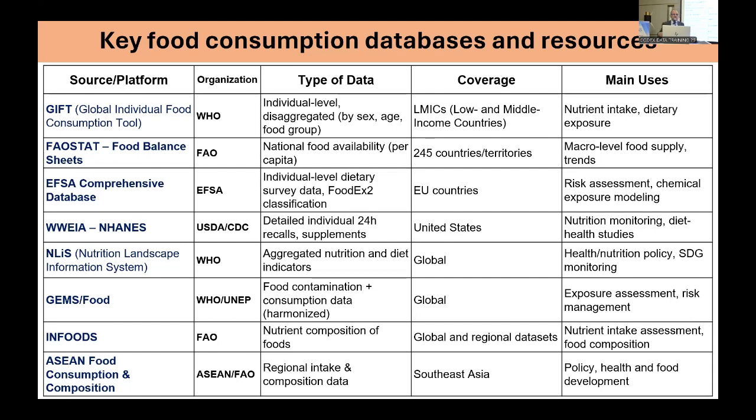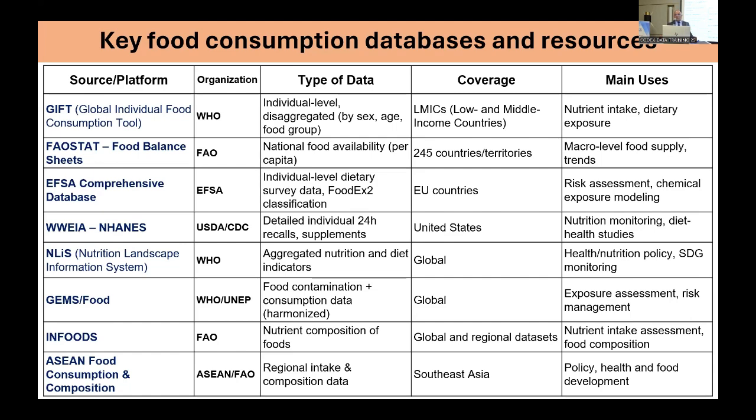So if we say, for example, the GIFT, the Global Individual Food Consumption Data Tool, it's a WHO, FAO database that is mainly used for individual level assessment by gender, by age, by food group. It's used mainly for low and middle income countries, and it assesses the nutrient intakes and the dietary exposure.